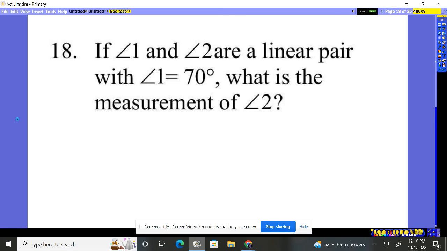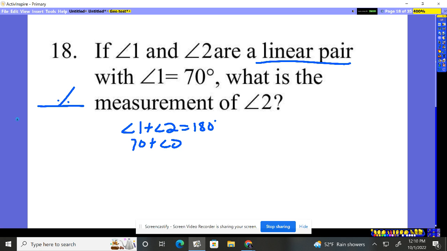All right, number 18. If angle 1 and angle 2 are a linear pair, that means they make a straight line, just like this. That guy and that guy, that's who we have. I do know those are going to add up to 180. Angle 1 plus angle 2 have to add up to 180, because if you're a linear pair, you will be supplementary. It says, hey, angle 1 is 70.